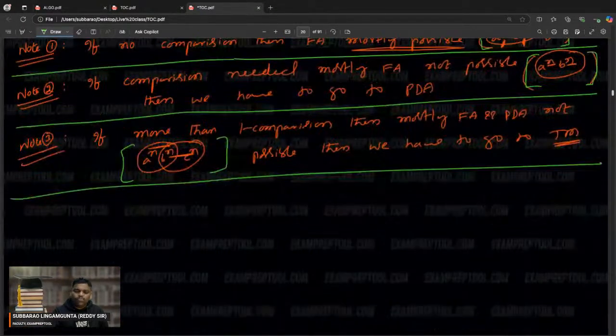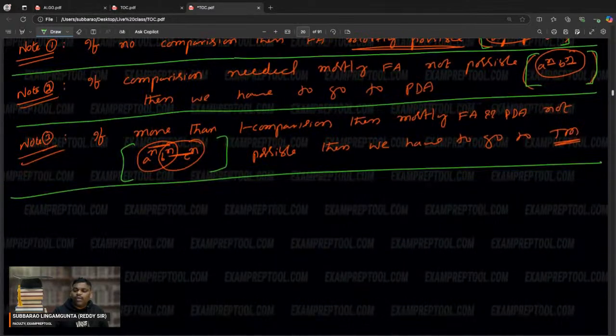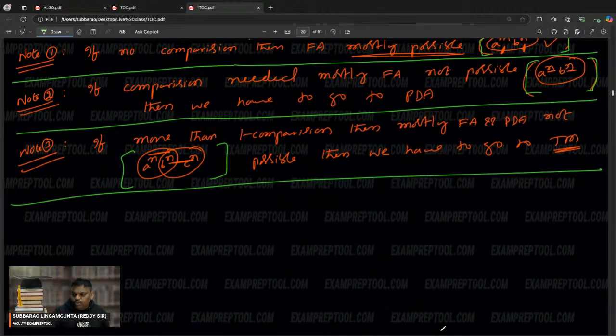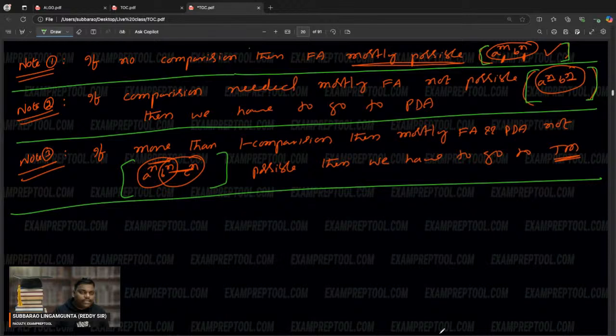Now the final conclusion we got is, if no comparison, then finite automata is mostly possible. Only A is fine, only B is fine, A followed by B is also okay, B followed by A is also okay, but no comparison between A's and B's. Any number of A's, any number of B's, no comparison: mostly finite automata possible. There may be some small twists, please take care. Don't say blindly possible, don't say blindly not possible.